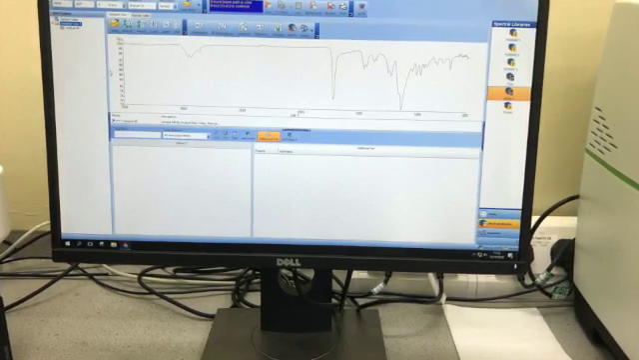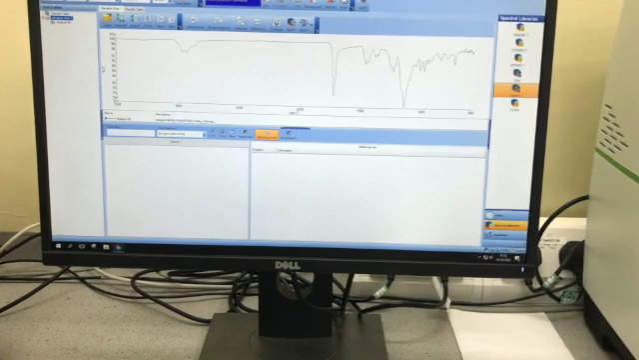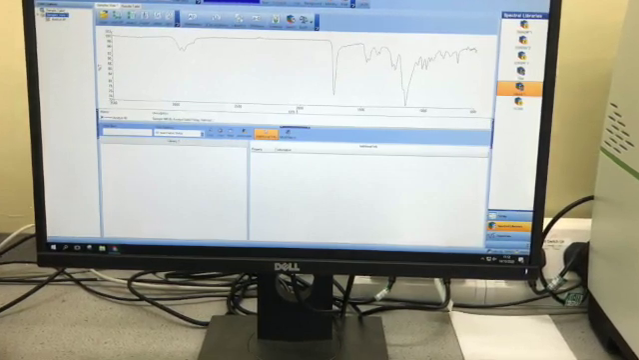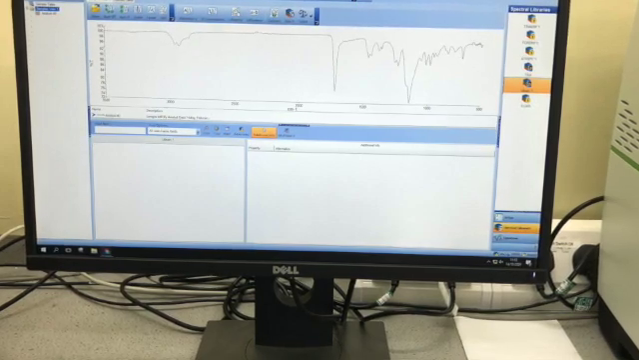Now, one thing that we would be looking to do obviously is to compare it to a known standard or a sample that would have been collected that we think there may be a link.